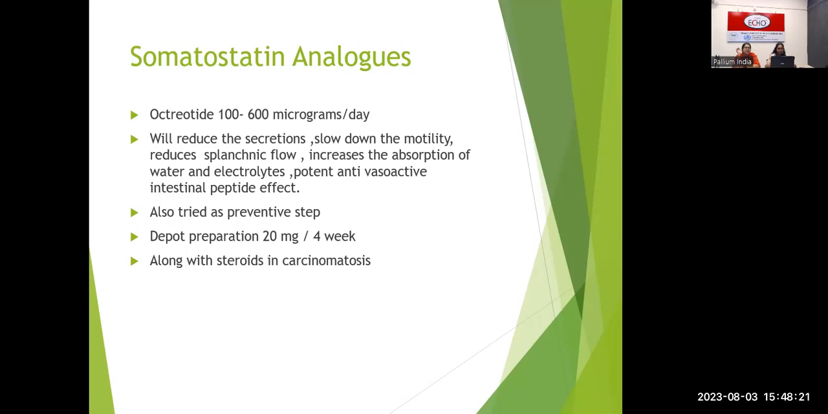Also try to use it as a preventive step. If you're seeing the patient in a partial obstruction stage, you start it then and there so that you can prevent the happening of a complete obstruction. Depot preparations like 20 milligrams for 4 weeks are also available and can be combined with steroids. Only thing is it is a bit expensive. You can try using hyoscine butyl bromide instead, which is cheaper and also has the same effect.